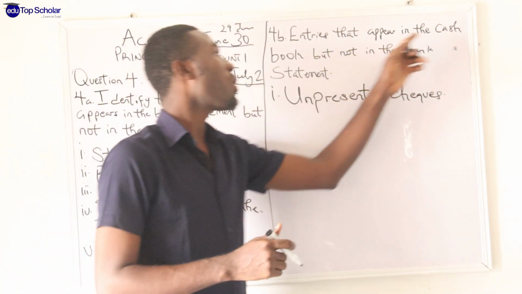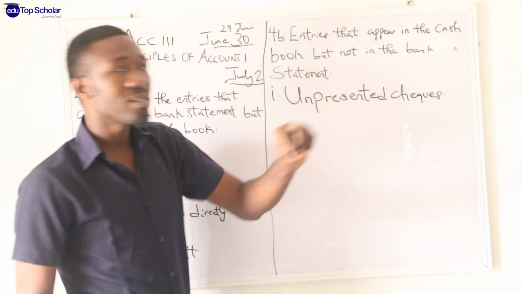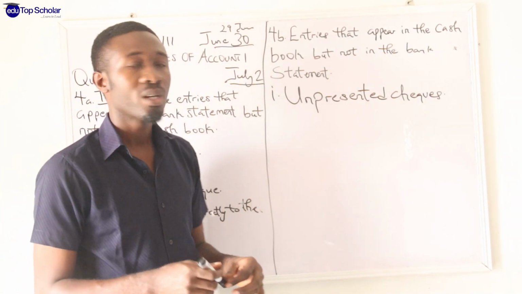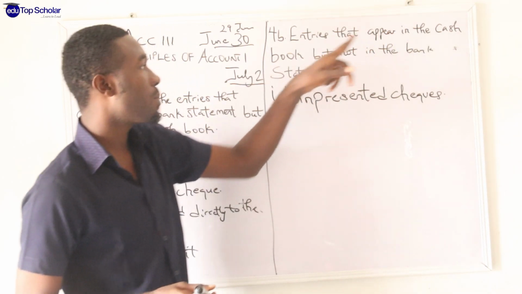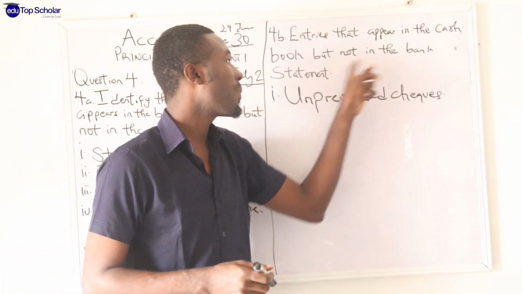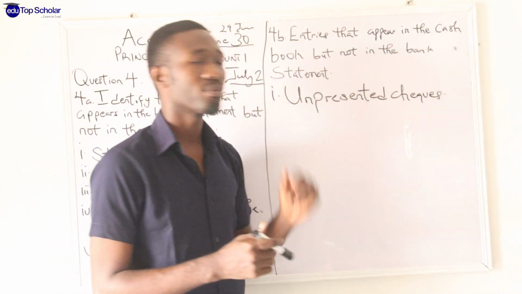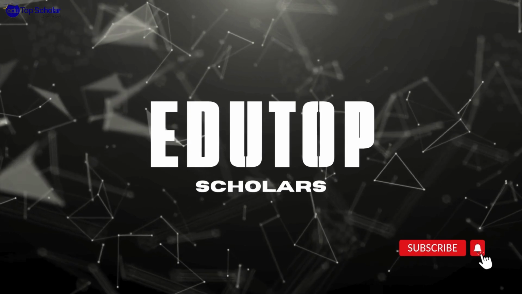So it appears in your own cash book that you have paid somebody 20,000 naira, while the person has not yet gone to the bank to get the money. So an unpresented check can appear in your cash book at a particular time and might not appear in your bank statement. So it can cause a difference in your bank balance and the cash book.